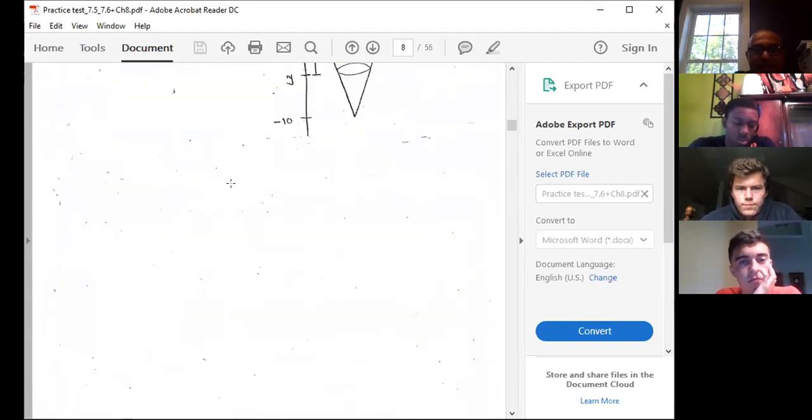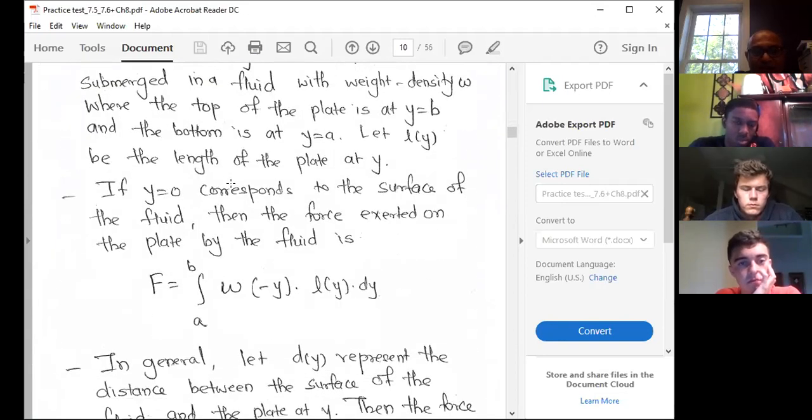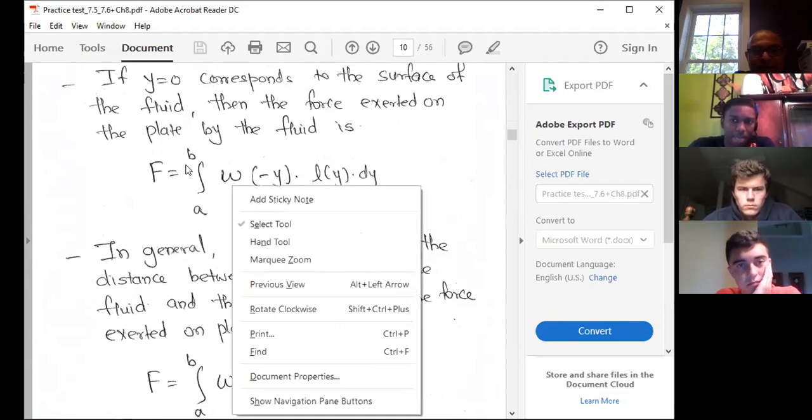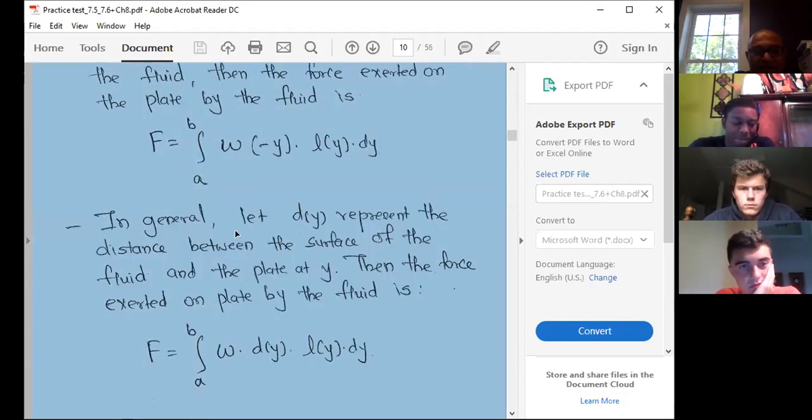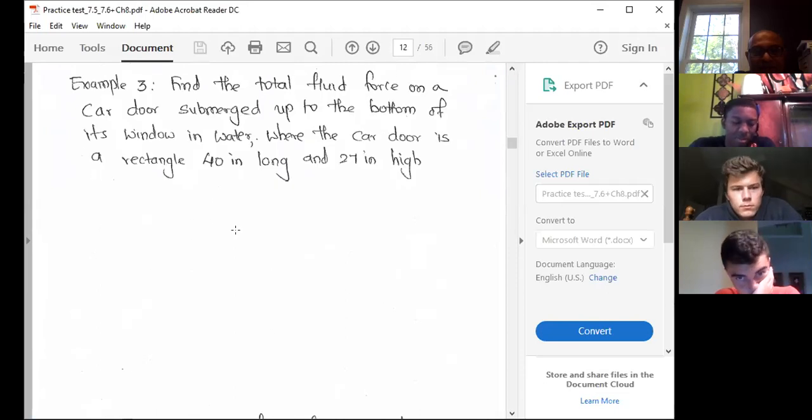So this is the fluid force. This is another packet of formulas. I will explain everything when the time comes. Okay, some examples.